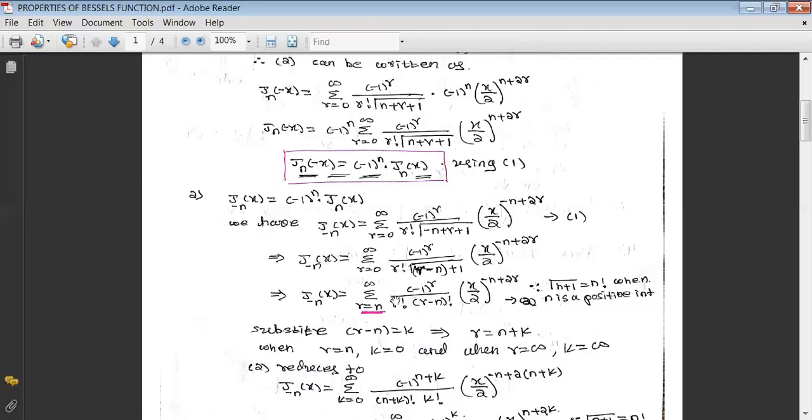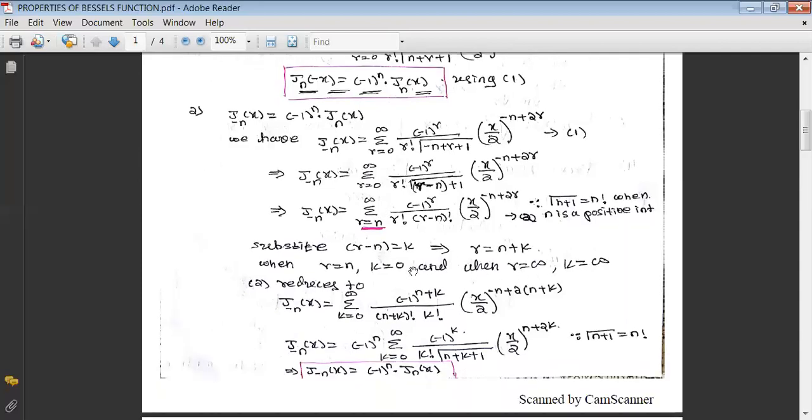That's why, from this step to this step, the important thing to note is that the limit of r varies from 0 to infinity here, and here it varies from n to infinity. As I told, until r takes the value n, this expression results in a factorial of a negative number, which cannot be defined. That's why r varies from n to infinity.